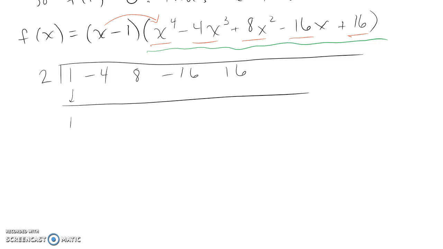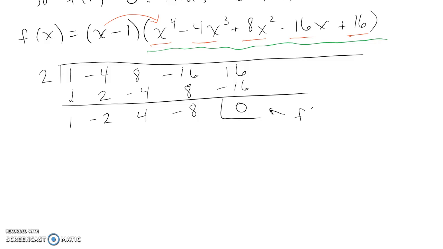I'm going to bring down the 1. 1 times 2 is 2. Negative 4 plus 2 is negative 2. Negative 2 times 2 is negative 4. 8 minus 4 is 4. 4 times 2 is 8. Negative 16 plus 8 is negative 8. Negative 8 times 2 is negative 16. Woohoo! I got a 0 again.